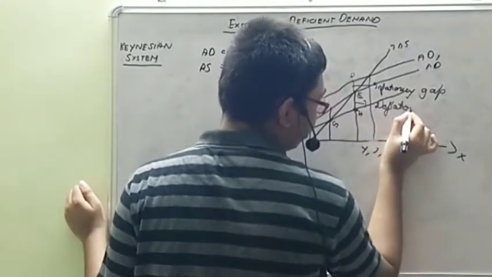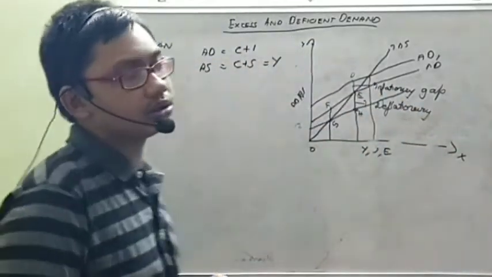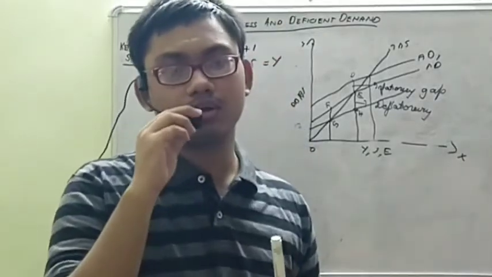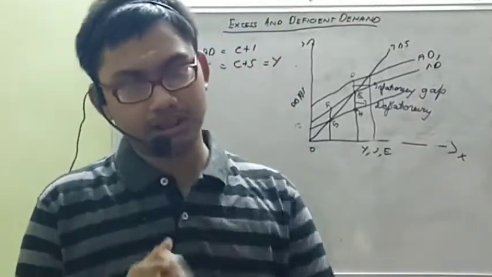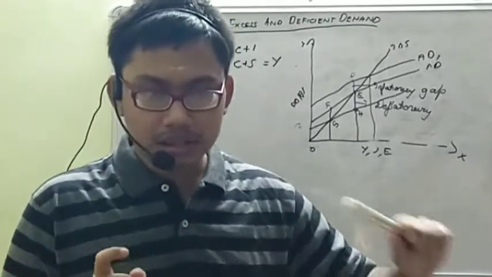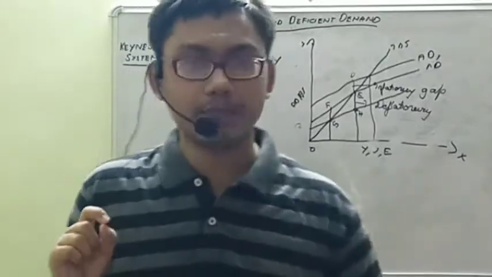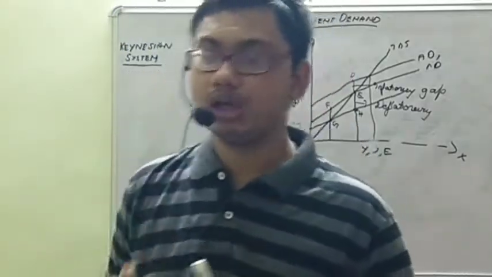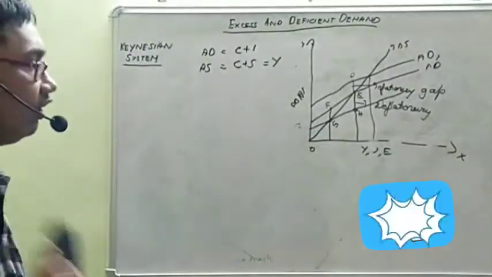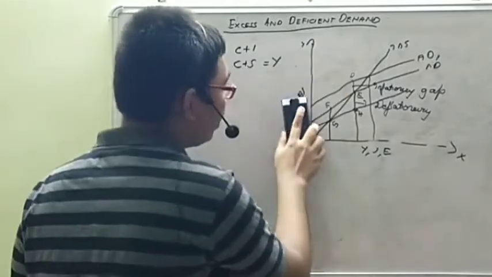Deflation happens because aggregate demand is less than aggregate supply, which is required. Means aggregate demand is less than the demand that is required in order to attain full employment level of equilibrium. Right. So this is what is inflationary and deflationary gap. This is basically the thing according to the Keynesian system.